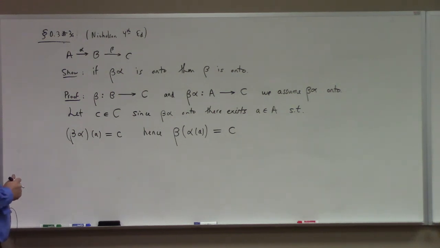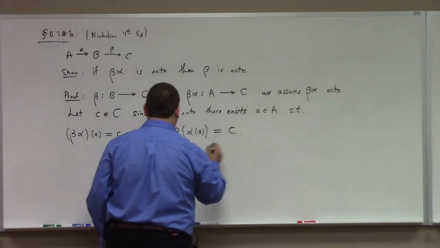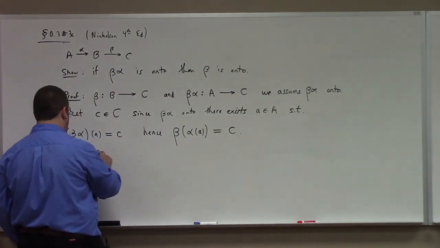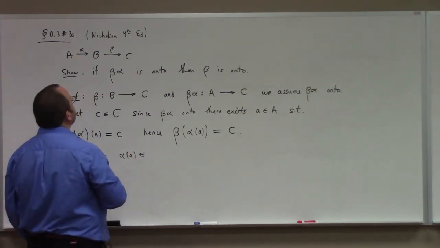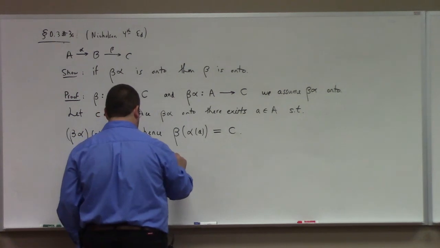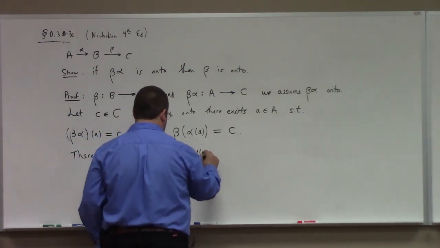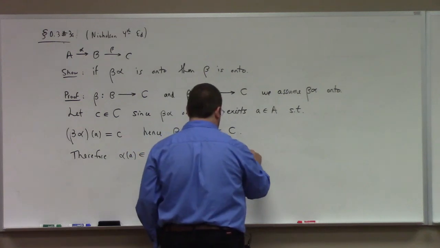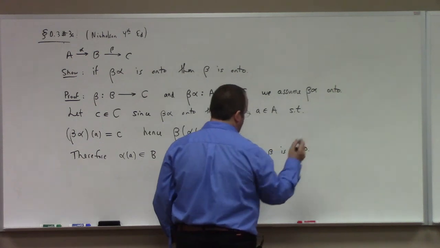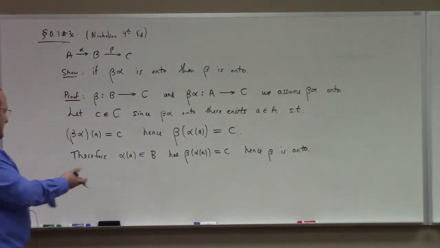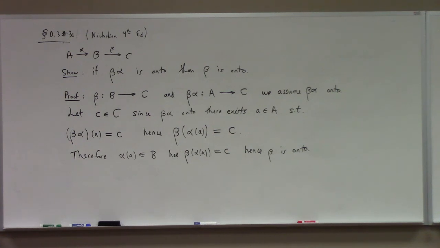So alpha of a gives you something in B, right? Therefore, alpha of a, which is an element of what? B, has beta of alpha of a equal to c, hence beta is onto. In fact, alpha of a was that arbitrary element we were looking for. And the proofs of most of these are pretty similar to this. I mean, you just have to use the definition of onto or one-to-one and you can prove number 3.